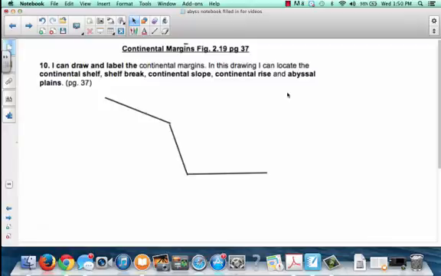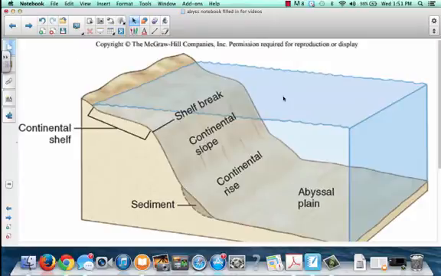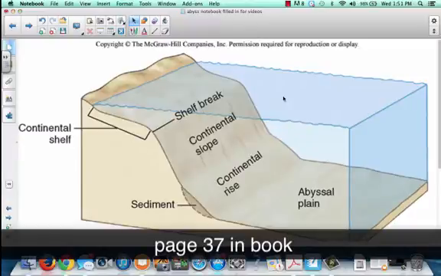All right, so we're going to start on number 10. Up to 10, I can draw and label the continental margins. Remember, continental means that we're going to be talking about granite, the rock granite, not basalt, which is in the oceanic crust. Basically, we're going to draw the profile, which you have this diagram in front of you, and we're going to label the shelf, the break, the slope, the rise, and the abyssal plains. We'll be basing our labeling off of this diagram, which is in your textbook on page 37.